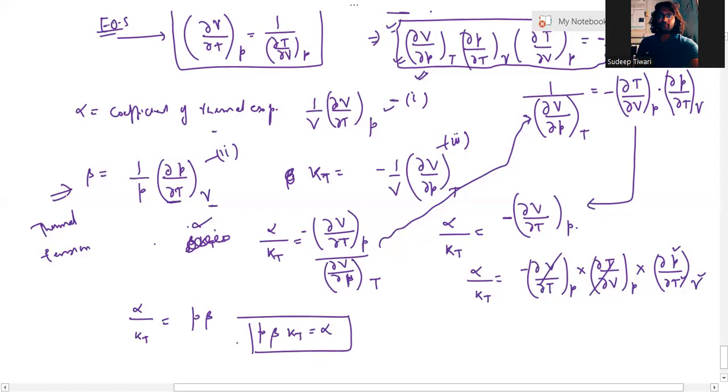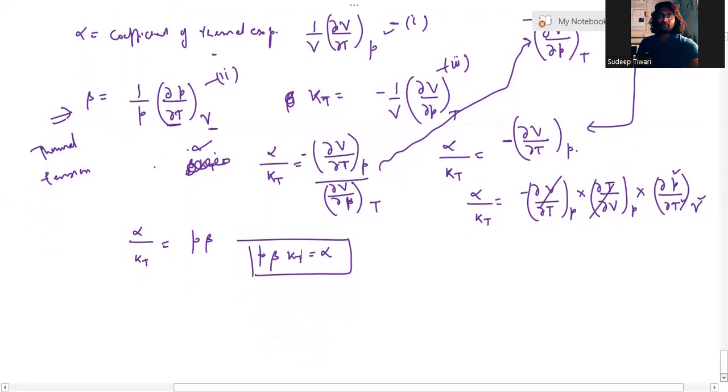Okay, so this is the remarkable relation that we have already developed. So this is, I think, something that you should remember because this is an important thing that you should keep in mind. Okay, so basically, I should write it here itself.